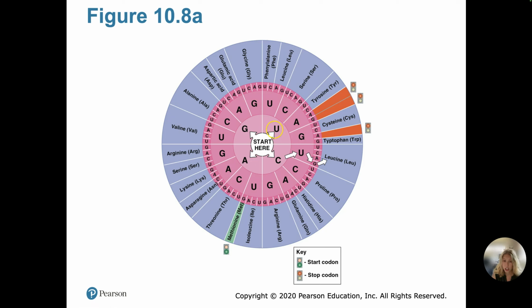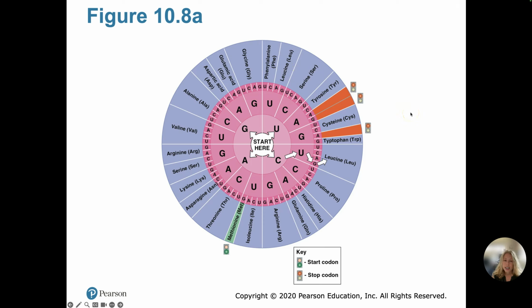So we're going to go to the U. Sorry, I lost my mouse. The U that is within this U's category. So U, U, and then I said G. So we're going to go to G here. That would give us leucine.